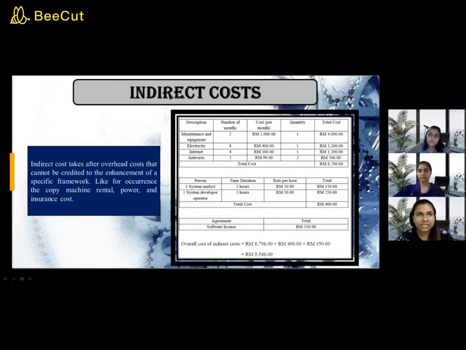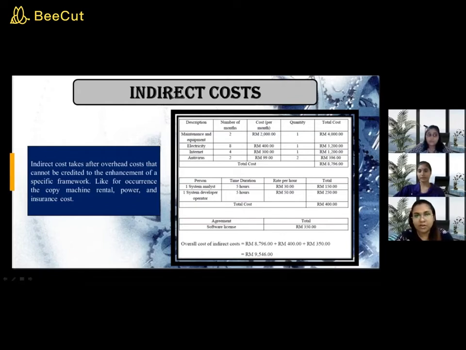Number of months for electricity is 8. Cost per month is 400 ringgit. Quantity is 1 and the total cost will be 3,200 ringgit. Number of months for internet is 4. Cost per month will be 300 ringgit and quantity is 1. The total cost is 1,200 ringgit. Number of months for antivirus is 2. Cost per month is 99 ringgit. Quantity is 2. So total cost will be 396 ringgit.